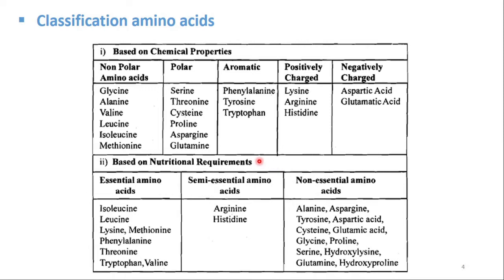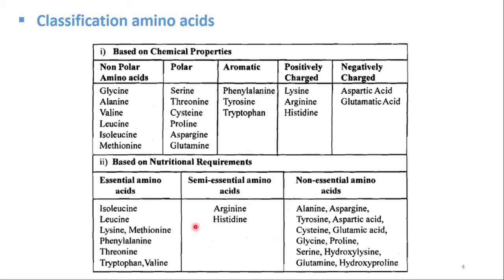Now based on nutritional requirement also you can classify amino acids, like essential amino acids and non-essential amino acids. Some of course fall in between, that is semi-essential amino acids like histidine. In most of these resources, if you see the books, histidine and arginine fall under essential amino acids, especially histidine. So there are basically 9 essential amino acids: isoleucine, leucine, lysine, methionine, like that. Even histidine you can include here. There are several non-essential amino acids.